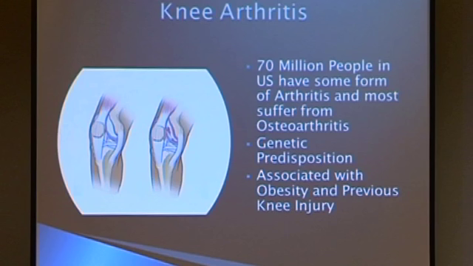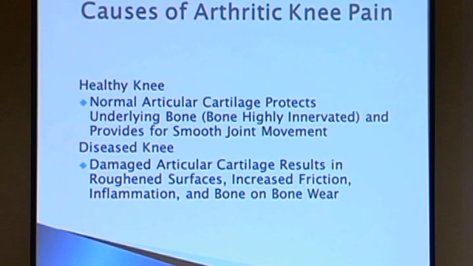The genetic aspect is kind of interesting because it is actually more of a genetic predisposition to hip disease than knee disease. If you look at the Asian population as an example, the risk of a patient developing significant hip arthritis is less than 1%, whereas in the European population, about 7% will develop significant hip disease and possibly require a hip replacement. So what are the causes of arthritic knee pain?